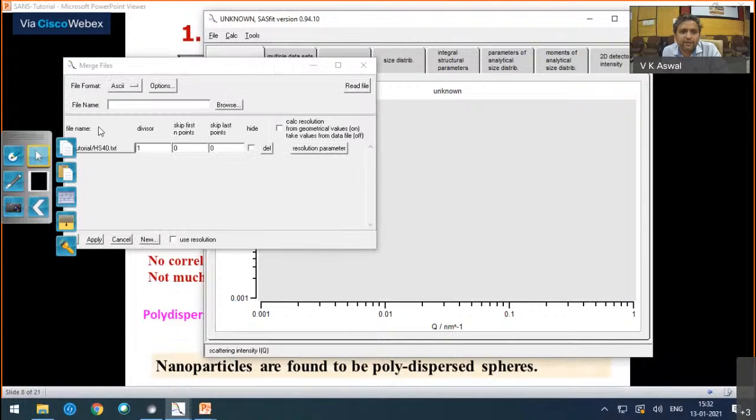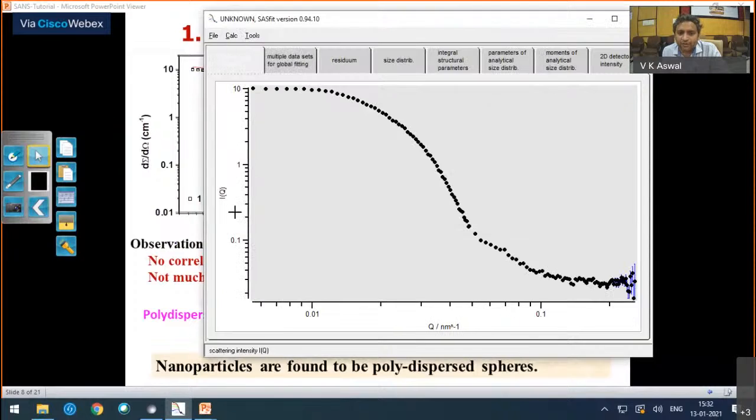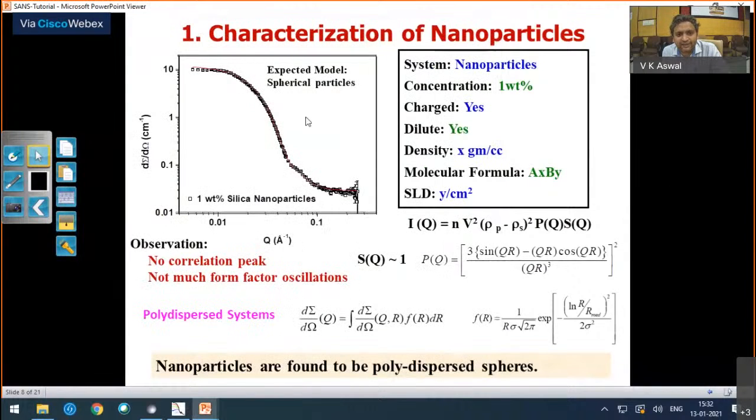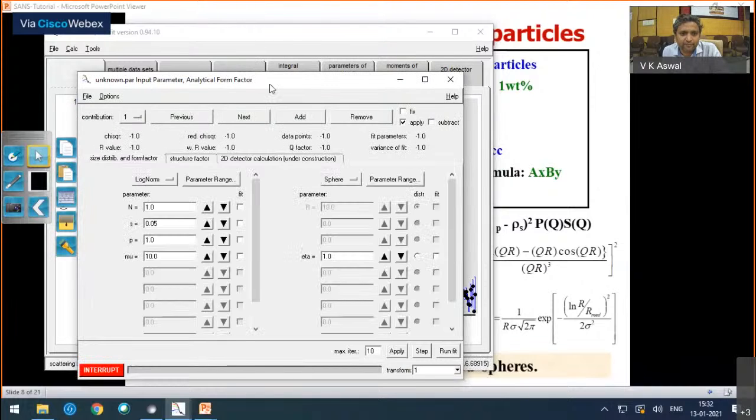Okay, this file will appear. I will just apply. We'll talk about this window also, but beforehand, let's see how to do data analysis. So this is the graph which you can see here also. Now going to calculate single data set and fit. So another window will appear.